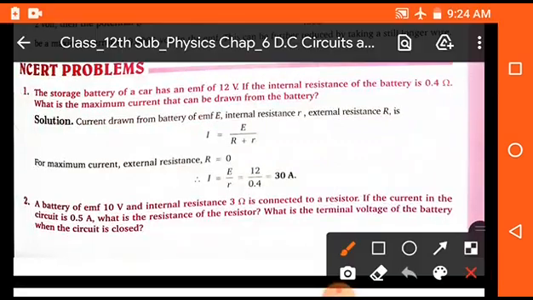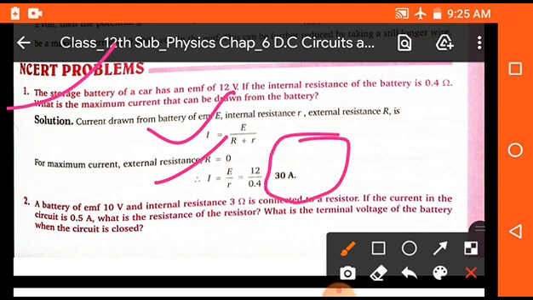The first problem: the storage battery of a car has an EMF of 12 volt. The internal resistance of the battery is 0.4 ohm. What is the maximum current that can be drawn from the battery? Here we have to find the value of electric current, and the value of external resistance is 0. On putting in these values, I is equal to E upon small r, because capital R is 0, then we get 30 ampere. So this is the required value of electric current.